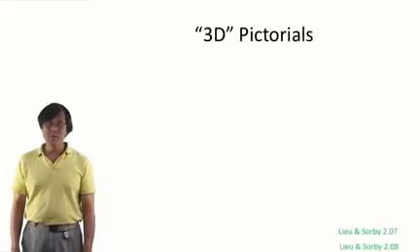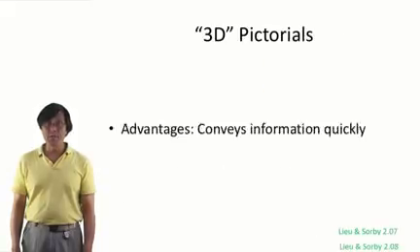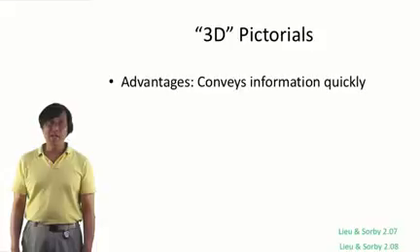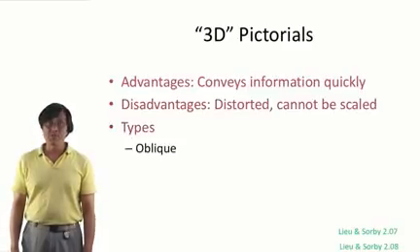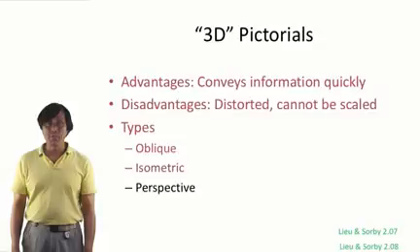So instead, we use what's called a three-dimensional pictorial. A three-dimensional pictorial has the advantage that it conveys information very, very quickly. But it has the disadvantage that it is distorted, it can sometimes be difficult to draw, and it can't be scaled. In all, there are three types of pictorials that are very popular. The first one is called the oblique drawing. The second one is the isometric drawing, and the third one is called the perspective drawing.